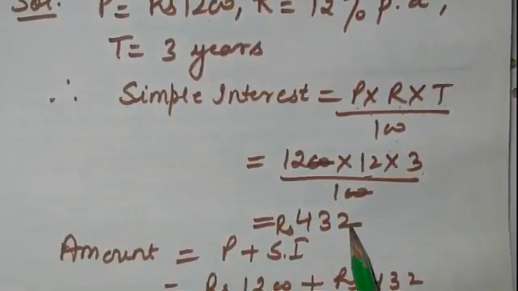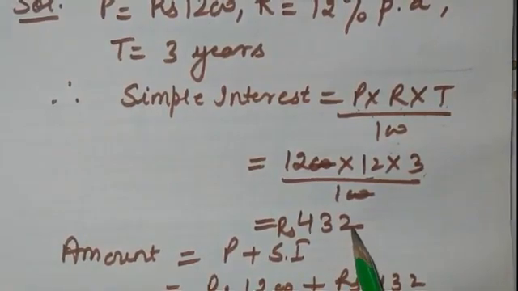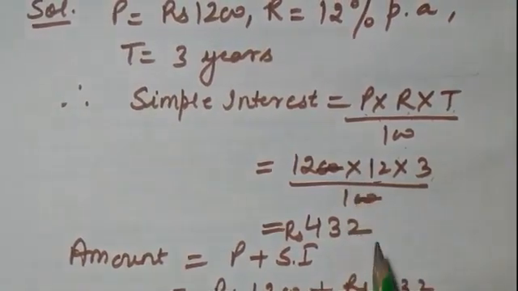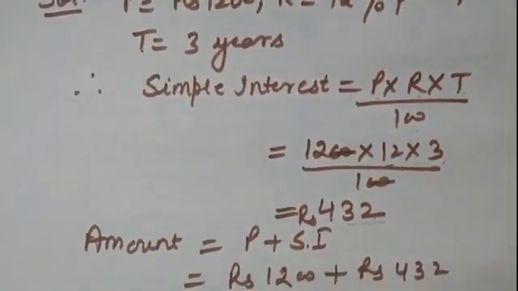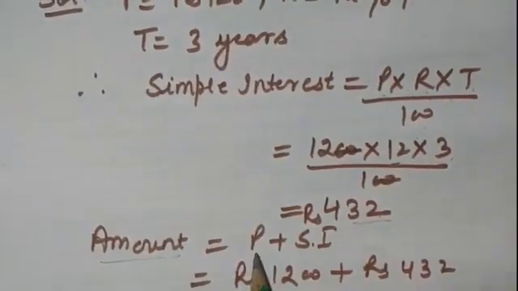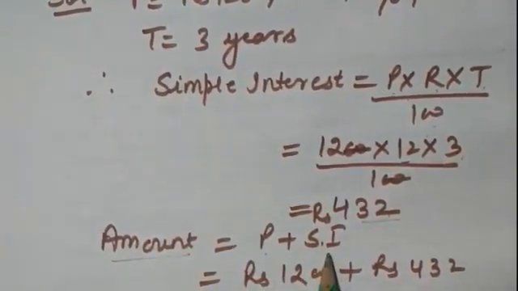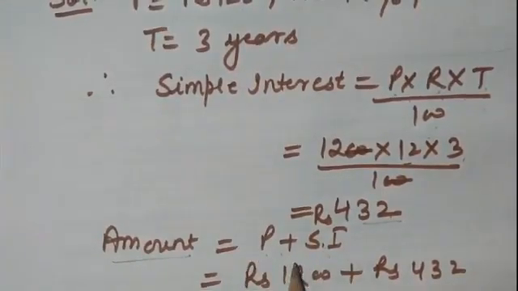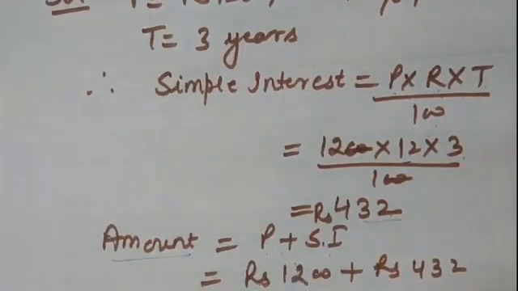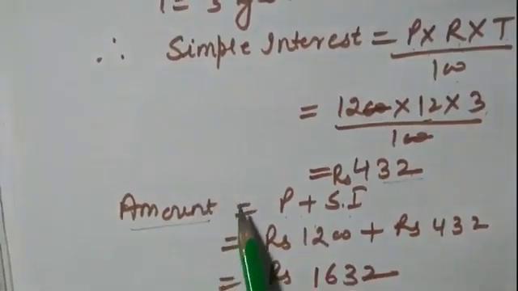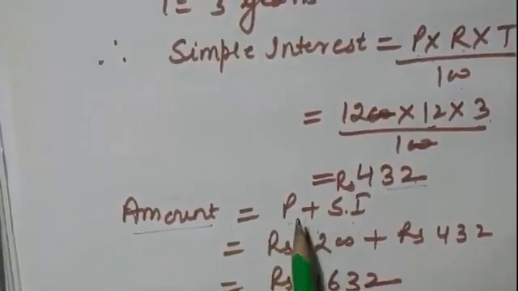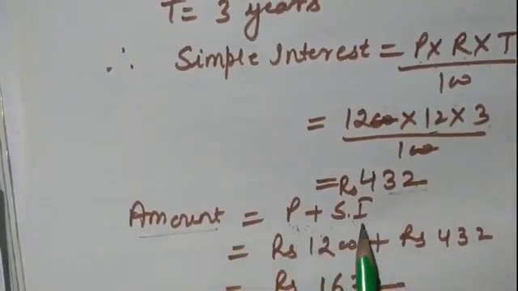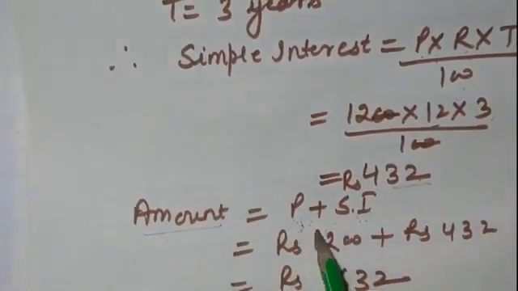It means this is simple interest, the extra amount that the borrower has to pay with the principal. Now how will you find the amount? Amount means principal plus simple interest, the total money paid along with the interest. So amount is principal plus simple interest.